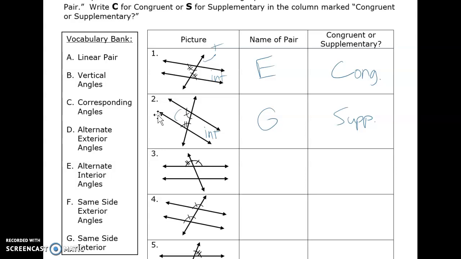Okay? We look at angle 3. It's a little bit different because it's not formed by the transversal. In fact, it's just formed by the intersection. And these are adjacent to each other. So we've seen this before. This is a linear pair, which is option A. And linear pairs are always supplementary.